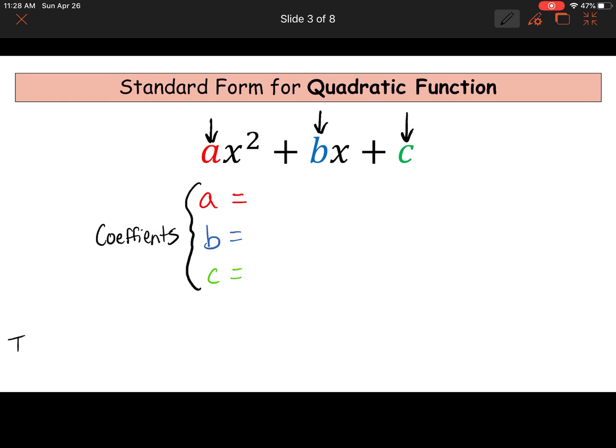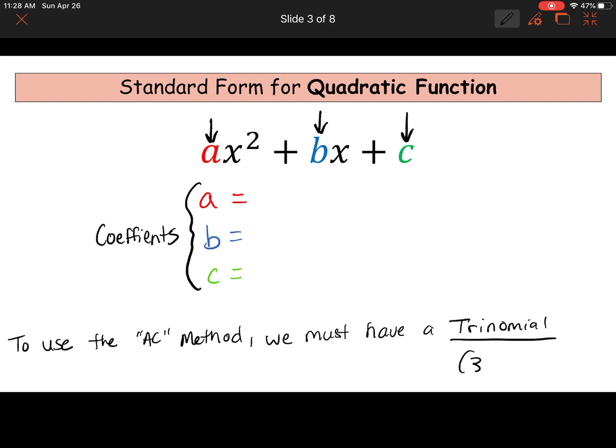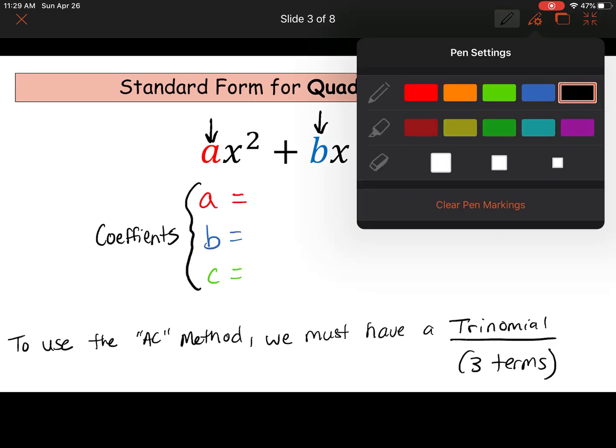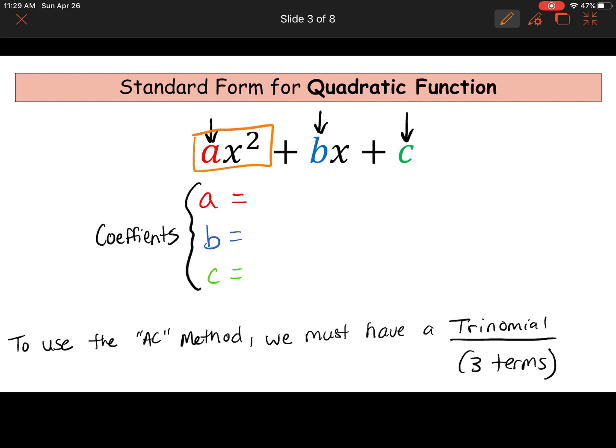So, just to recap, to use the AC method, we must have a trinomial, which is three terms. The quadratic function has three terms, each one you can clearly see. Here's one term, here's another term, and here's the third term. Three separate terms, and we're going to be looking at the coefficients of those terms.